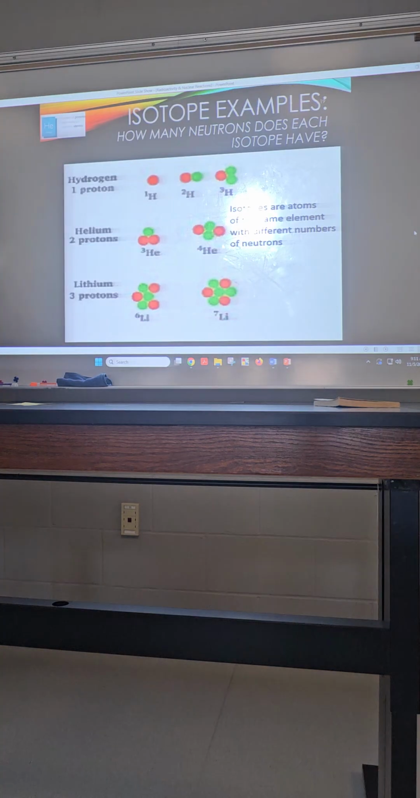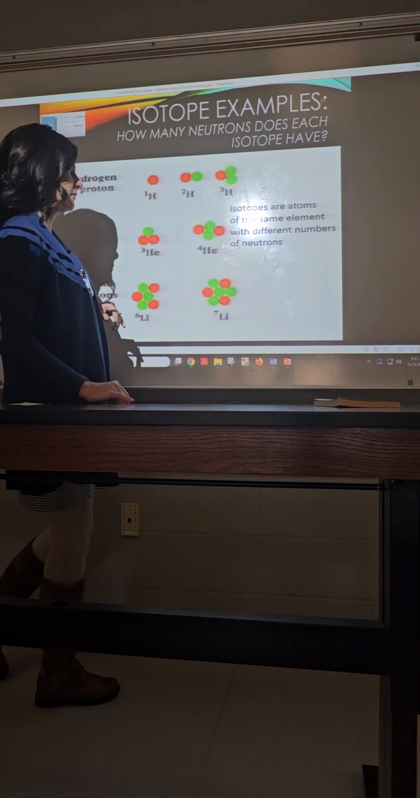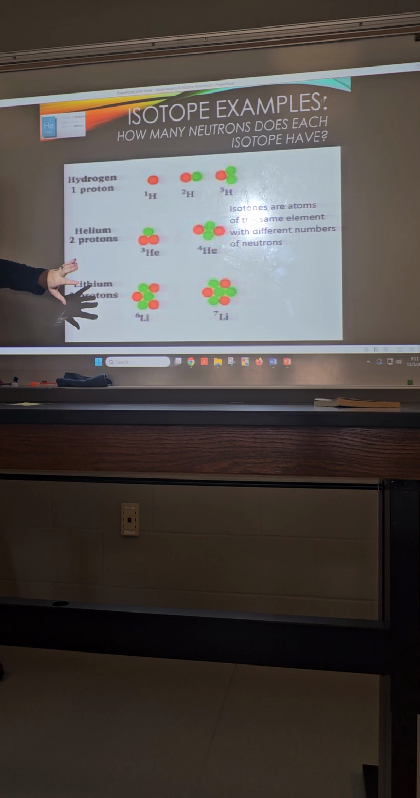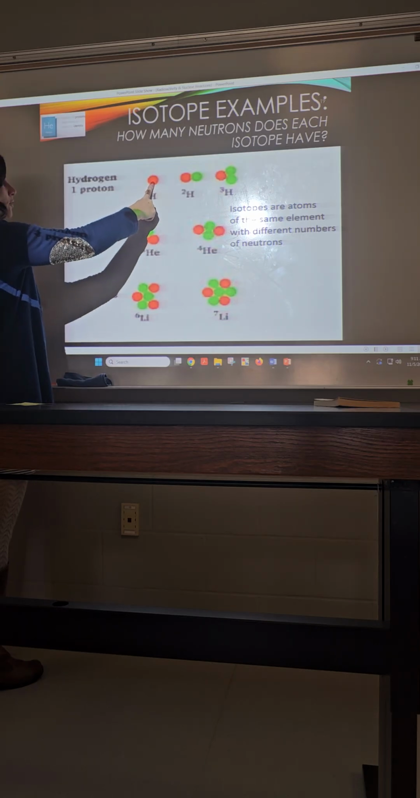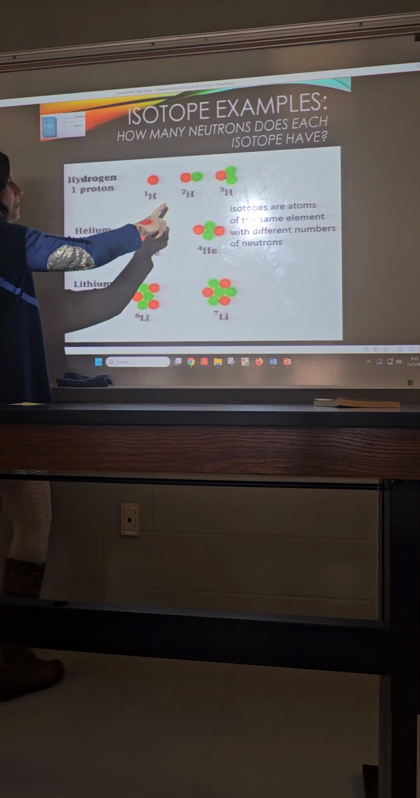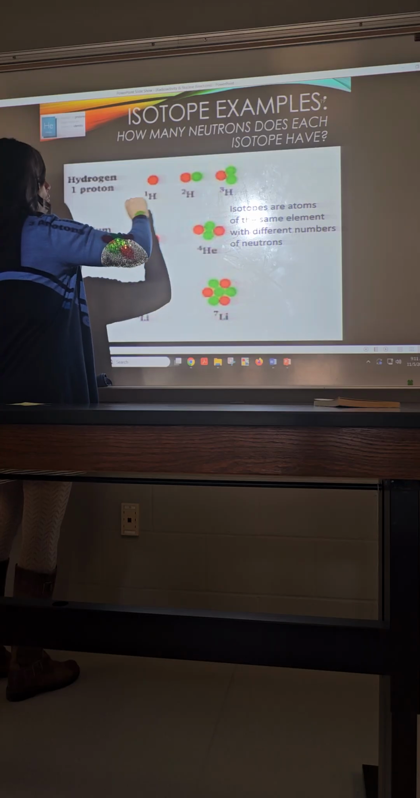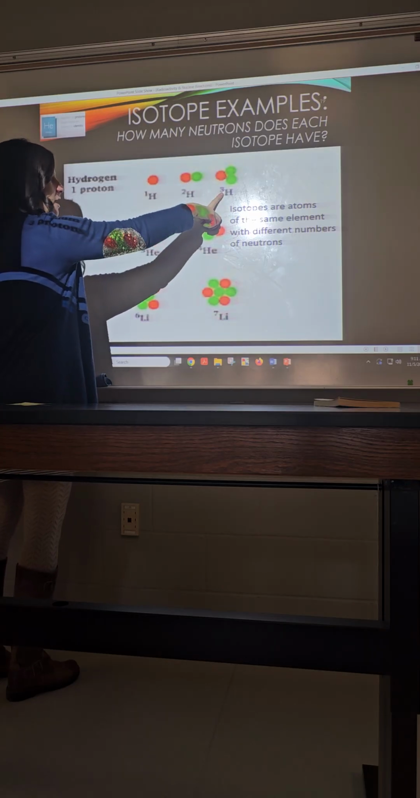Okay. All right, so isotopes. These are atoms of the same element with a different number of neutrons. So I know this is a little bit fuzzy, but this is hydrogen, this is helium, and this is lithium. I know that because I am looking at the number of protons. 1 proton is hydrogen, 2 protons is helium, 3 protons is lithium. Okay? And then it shows a total of 3 versions of hydrogen. This would be deuterium, and this is tritium.